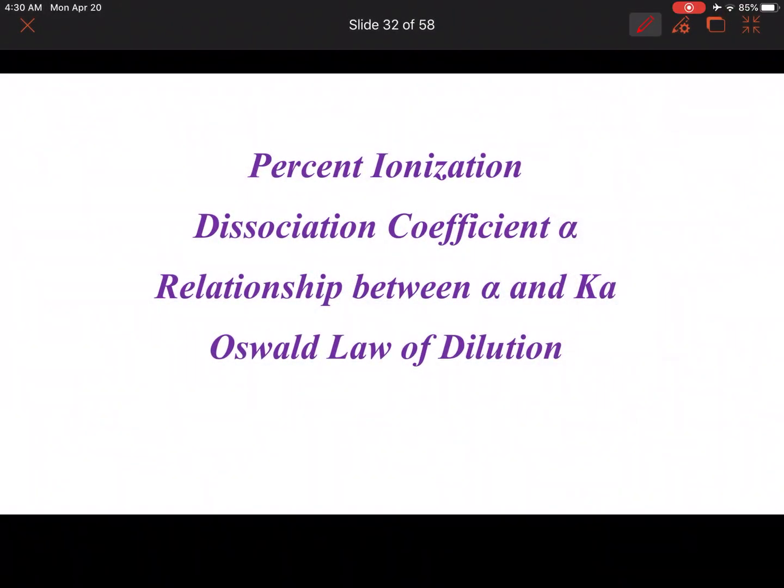Okay, so in this recording, we're going to look at some examples of percent ionization, dissociation coefficient alpha, the relationship between alpha and Ka, and just some theory about something called Ostwald dilution. I'm going to have to go through some theory first here briefly.